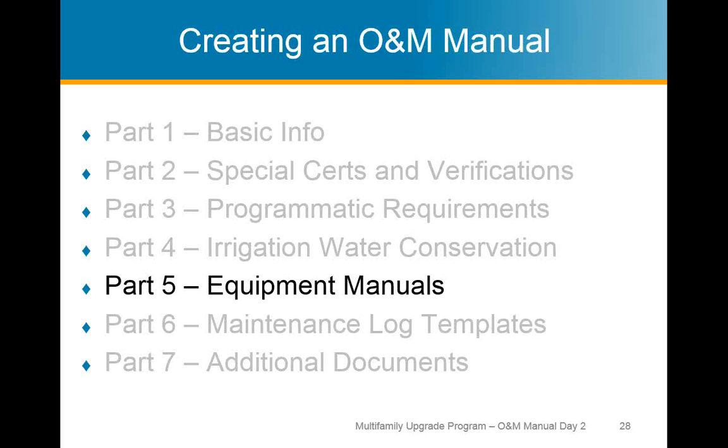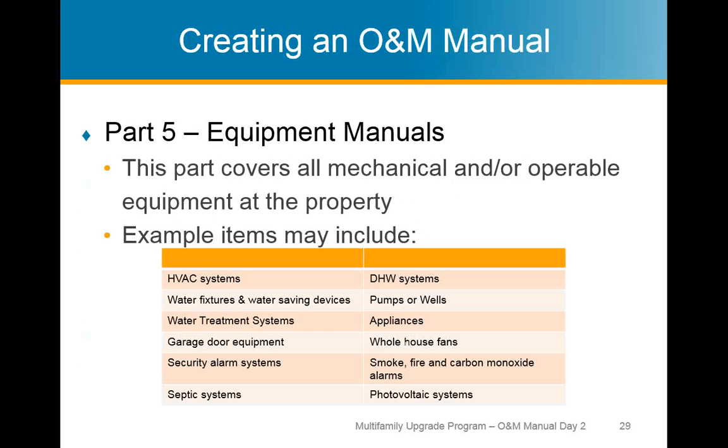Part 5, equipment manuals. So equipment manuals, one of the traditional pillars of an O&M manual. I think when everyone pictures an O&M manual, they're probably thinking of equipment manuals following shortly. So this section covers all mechanical or operable equipment at the property. Just universally, it catches it all.